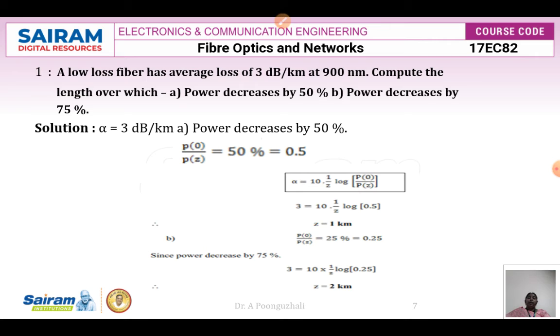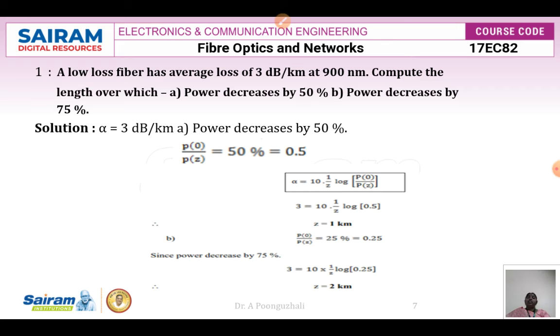Now we will see a problem. A low loss fiber has an average loss of 3 decibels per kilometer at 900 nanometers. Compute the length over which power decreases by 50%. Next, power decreases by 75%.